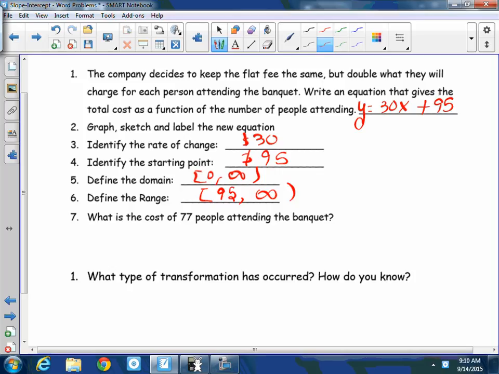All right, what is the cost of 77 people going now? What do we do? Talk to me. Change the x into 77. Okay, substitute the x for 77, so that would be 30 times 77 plus 95. 2,405? All right. It's double from what? Why do you think it doubled from the first one? How do you know? Because we what? Oh, very good. So what type of transformation has occurred, Armando?